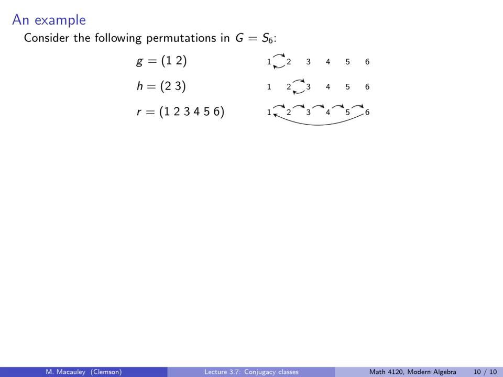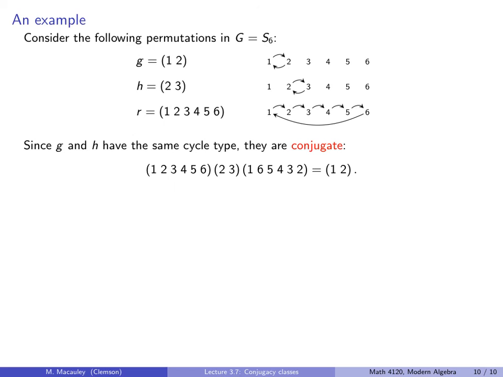Since G and H have the same cycle type, they are conjugate. Now it's not clear how to produce this element that they're conjugate by, which is right here. Notice that the inverse of this cycle is this. This is just 1 goes to 6, goes to 5, goes to 4, goes to 3, goes to 2. But it's easy to check that this product does equal that. Notice that 1 goes to 2, 2 goes to 3, and 3 goes to 2. So 1 goes to 2, and so on.